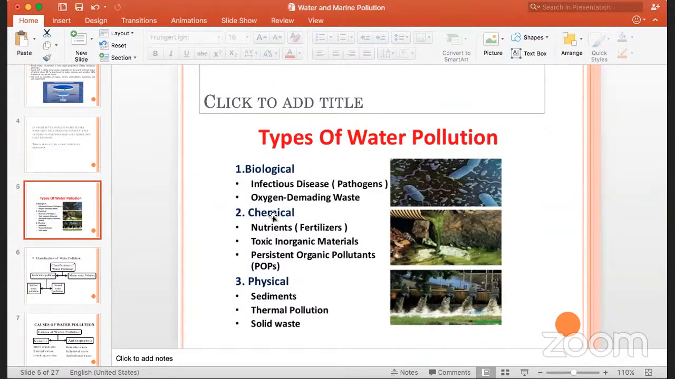Then the second type of water pollution is chemical pollution, wherein there are nutrients. The major source of this is fertilizer. There is agricultural runoff, which contains a lot of chemical fertilizers like NPK, and these tend to pollute entire canal water or river water. The second one is toxic inorganic materials. There are also organic pollutants. So basically, organic and inorganic pollutants, the source of which is industries. Industries pollute nearby water sources or even oceans. So that is called chemical pollution.